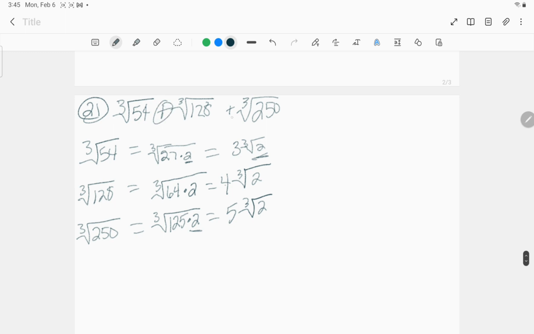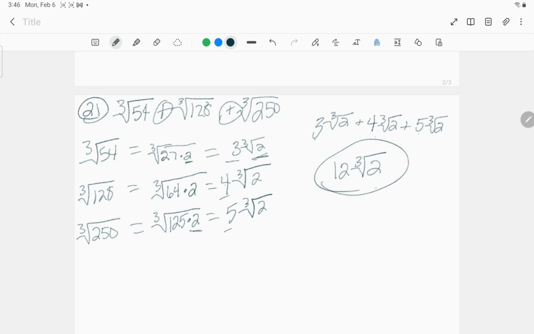All right, so all of these were addition. So I'm going to add all of this together. 3 times the cube root of 2 plus 4 times the cube root of 2 plus 5 times the cube root of 2. Okay, or you could have just 3 plus 4 plus 5 instead of writing it out like this. Okay, so 3 plus 4 is 7. 7 plus 5 is 12 times the cube root of 2.